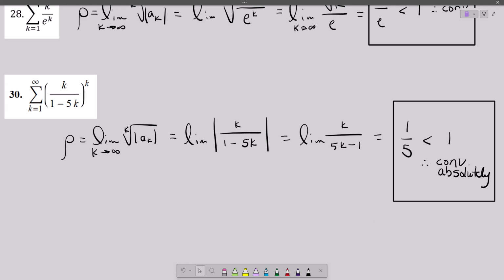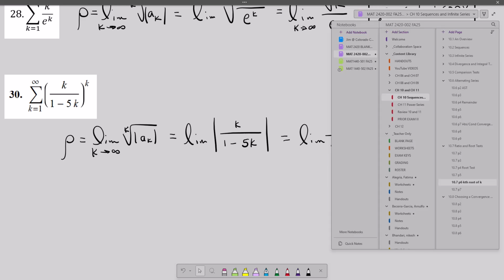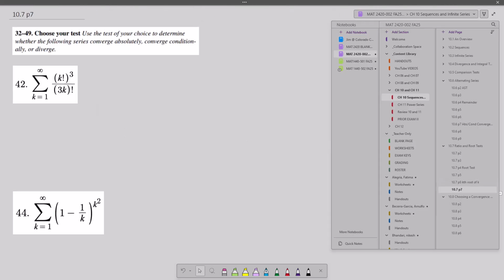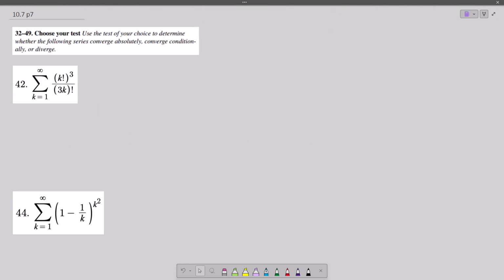Let's just take a glance at this. So this one, you have to choose your test. We'll do this on Thursday. We see factorials, we're going to go ratio. We see powers, we're going to go root. So we'll do that on Thursday. And then on Thursday, we'll get to chapter 11 with the power series. The most important chapter of them all.